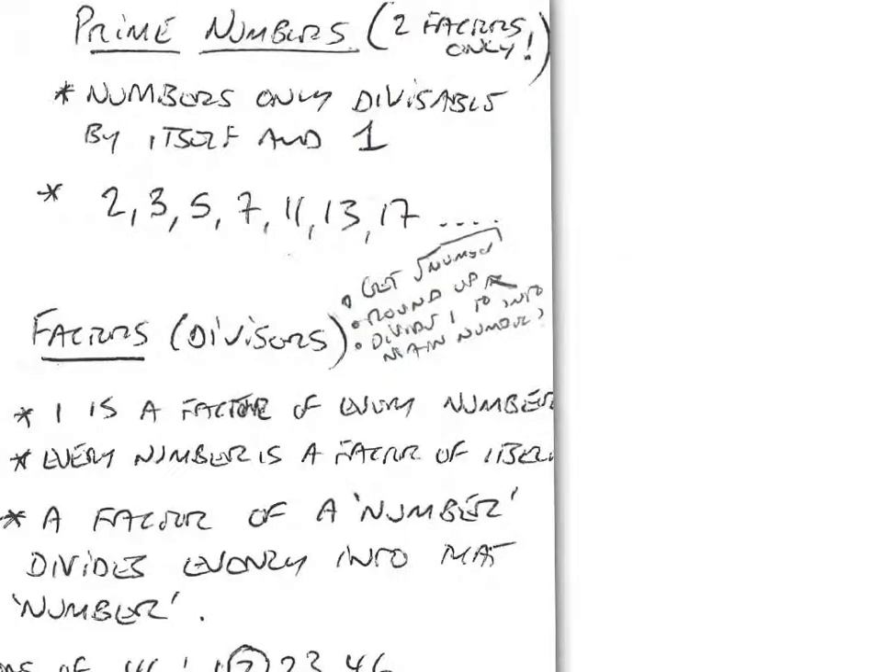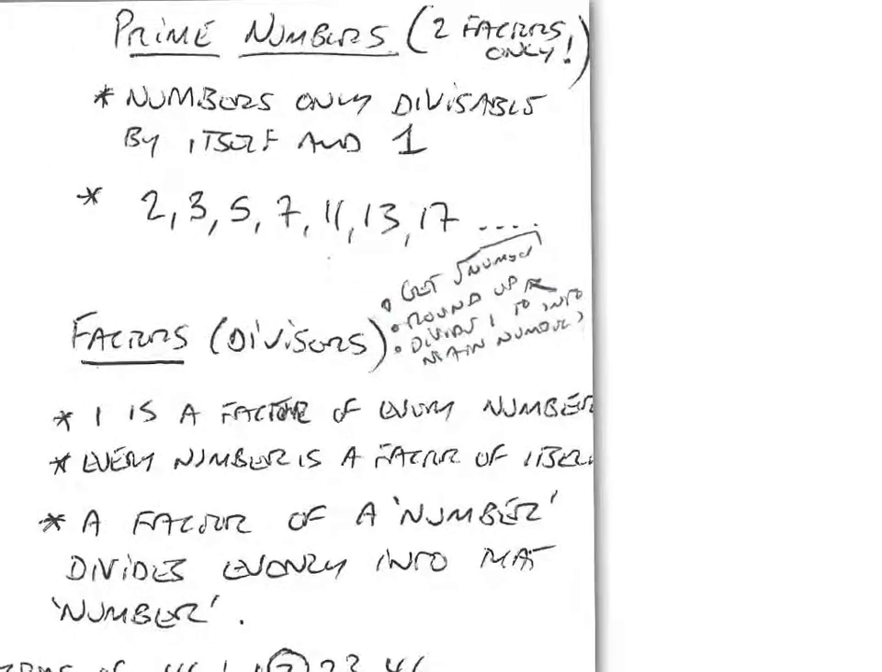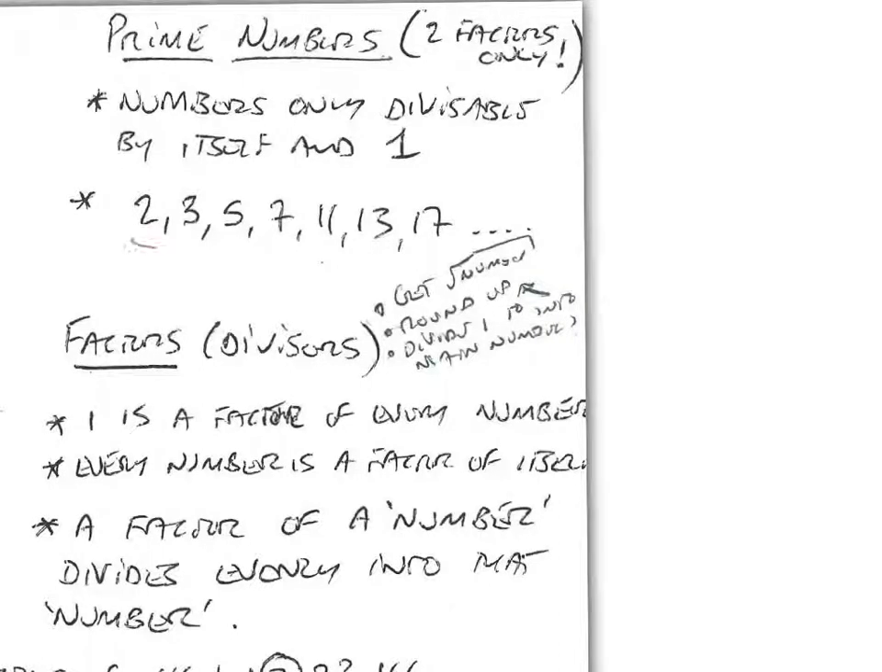Let's look at prime numbers. Prime numbers are numbers that are only divisible by itself and 1. Prime numbers basically have two factors only, itself and 1. So a list of the first 7 prime numbers would be 2, 3, 5, 7, 11, 13, 17. These are the first 7 prime numbers, in that only 17 goes into itself evenly and only 1 goes into 17 evenly. Same for 13, 11, 7, 5, 3 and 2. A list of prime numbers.